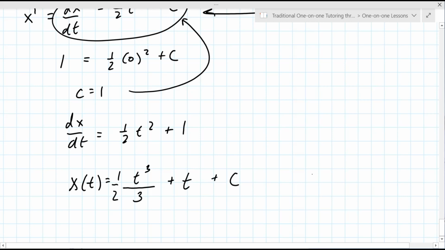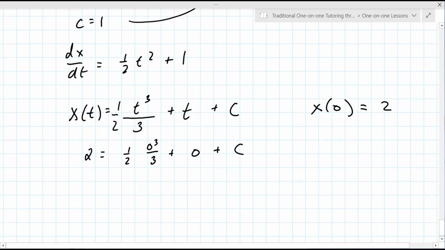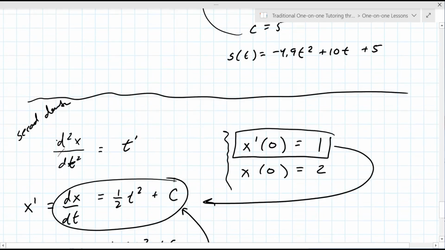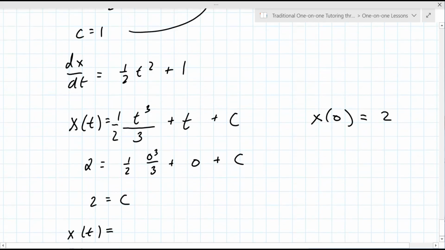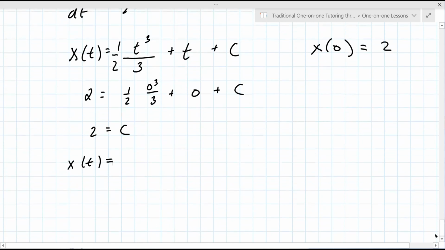And then I told you that x of 0 equals 2. So 2 equals 1/2 times 0 cubed over 3 plus 0 plus c. So then 2 equals c. And notice we keep using c, but that's okay, like we used c up here. You can always use c, even if you're doing it twice. So then it's 1/2 t cubed over 3 plus t plus 2.